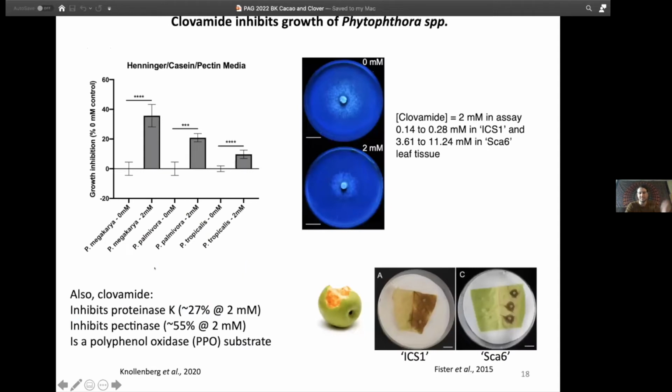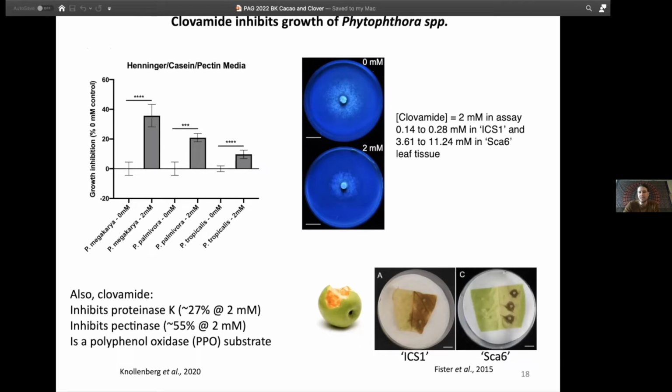And we want to determine if this is actually important or if it's just a molecule hanging out doing nothing. So we had some clovamide synthesized with some collaborators in the chemistry department at Penn State and put the compound in some media and grew 3 different pathogens on it: Phytophthora megakarya, palmivora, and tropicalis. And you saw this in Noah's presentation as well. And it inhibited growth of all 3 of those Phytophthora species that contribute to black pod rot in cacao.